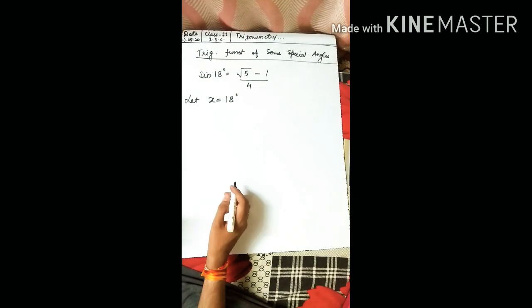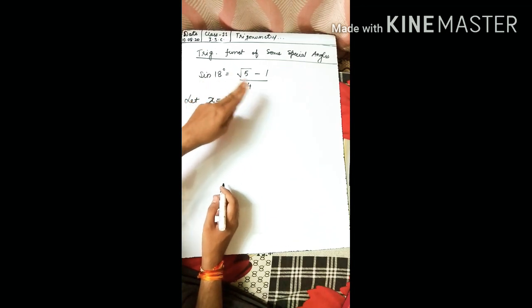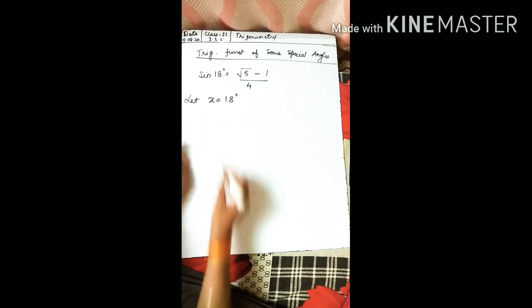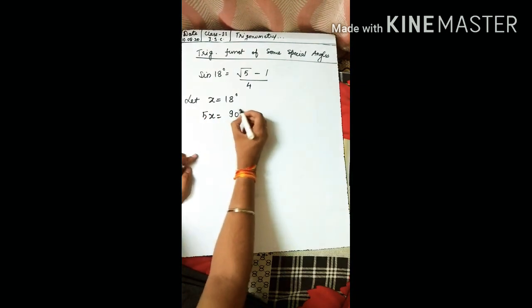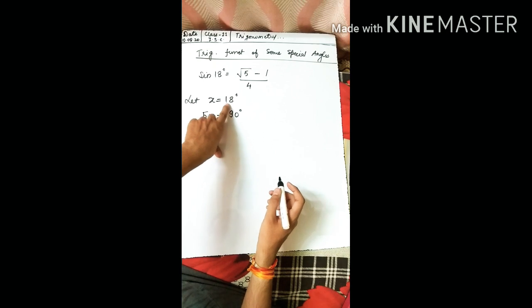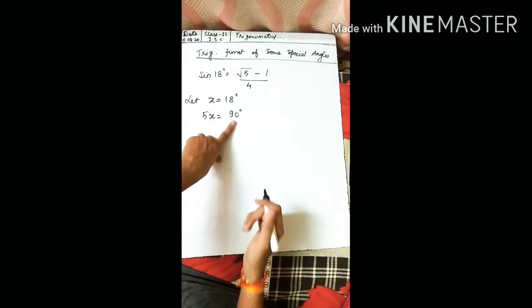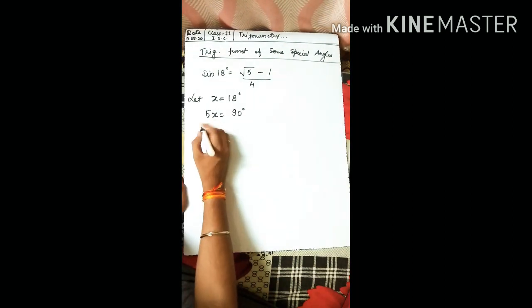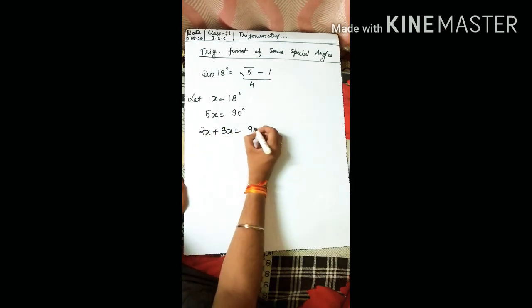So this is how the proof goes. I'm proving that sine 18 degree is equal to root 5 minus 1 upon 4. Let us consider x is equal to 18 degree. Multiply by 5 on both sides. So after multiplying by 5 on both sides, 18 into 5 is equal to 90 degree. We are making this 18 degree into 90 degree so that it would be easy for us to solve with respect to this 90 degree. So 5x is equal to 90 degree. Now this 5x we can break as 2x plus 3x is equal to 90 degree.